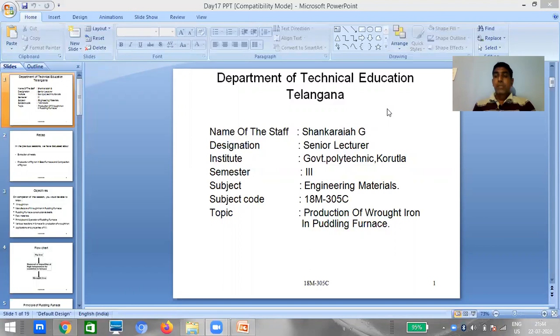See, what is pig iron? So pig iron is nothing but when iron ore is reduced in a blast furnace, you will get this pig iron. So if anybody asks what is pig iron, you are able to answer like this. So when the iron ore is reduced in a blast furnace, you will get pig iron.